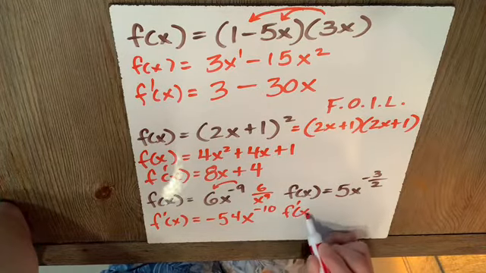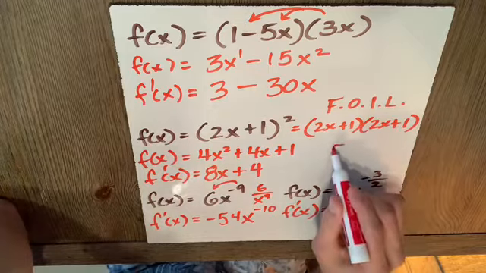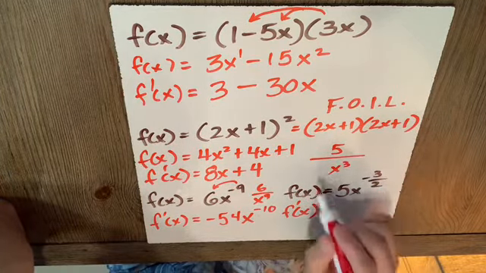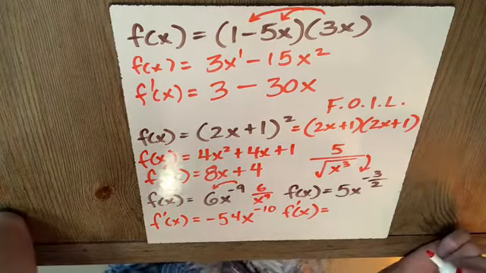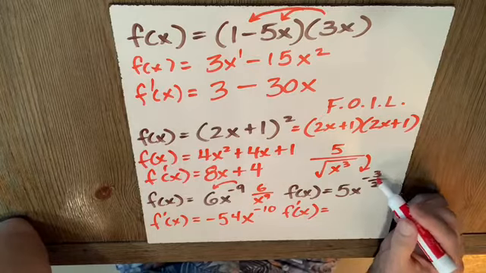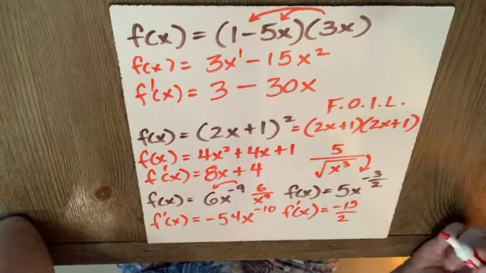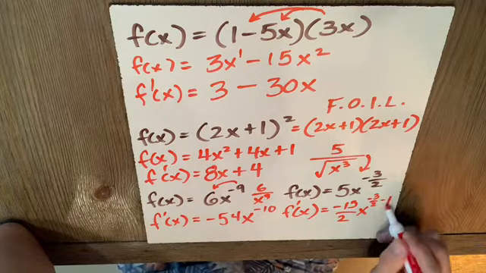And in our last one here, we've got a fractional exponent. Maybe this was written as 5 over x cubed, but we've got a square root. So maybe it was that originally, and we converted it to this so we could take the derivative. Negative 3 over 2 times 5 is negative 15 over 2, or negative 7.5. X to that negative 3 over 2 minus 1.